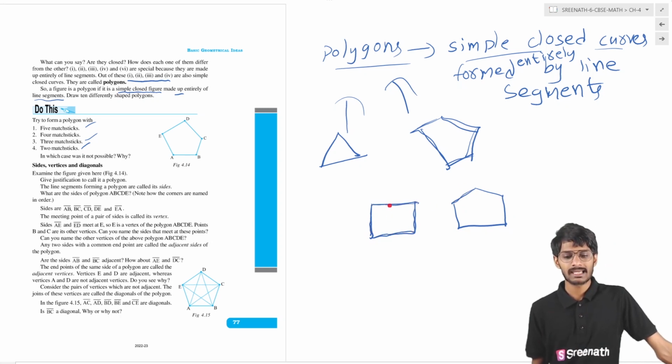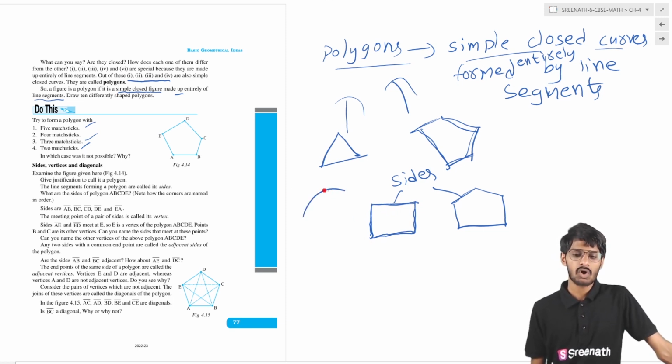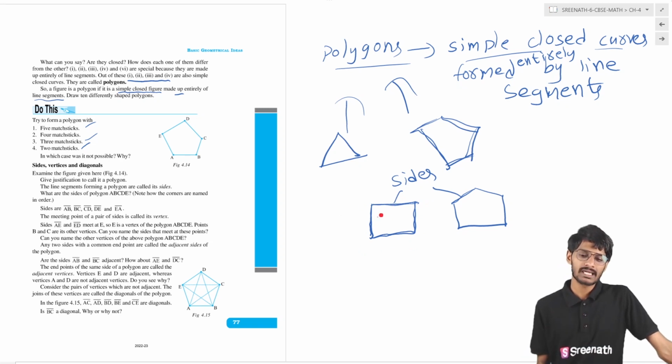So we call these line segments the sides of a polygon. This line segment is a side, it is another side, and another side. So this is not a side. We don't call this curved part a side. Basically in polygons there will be no curved parts, there will be line segments only. Those line segments we call the sides of the polygon, friends.